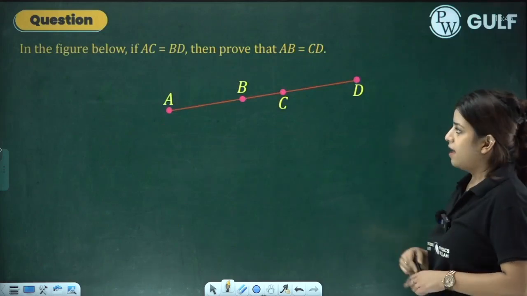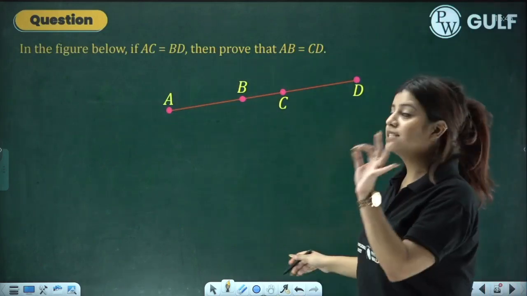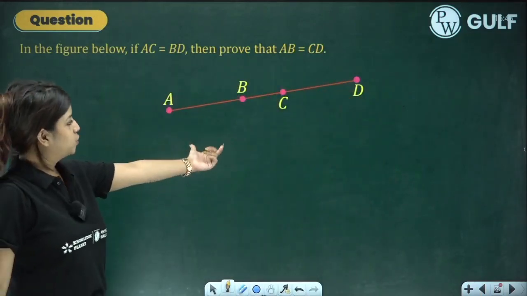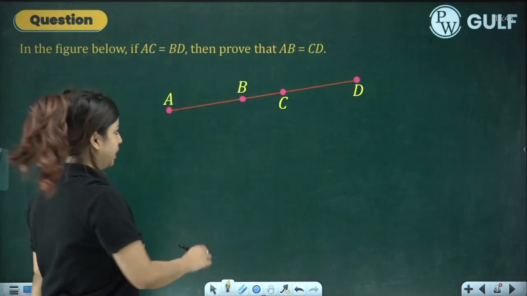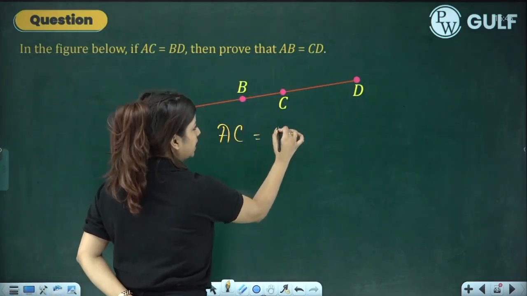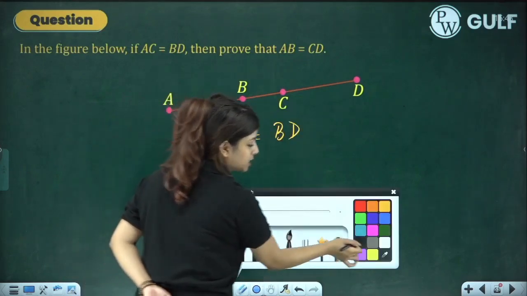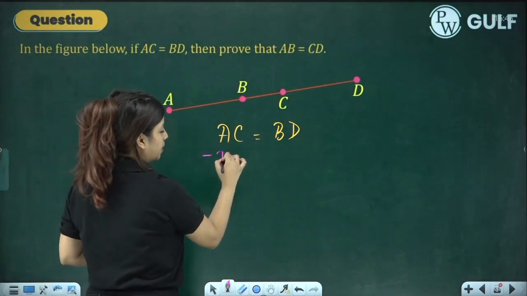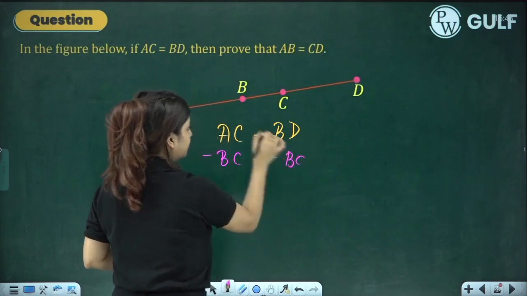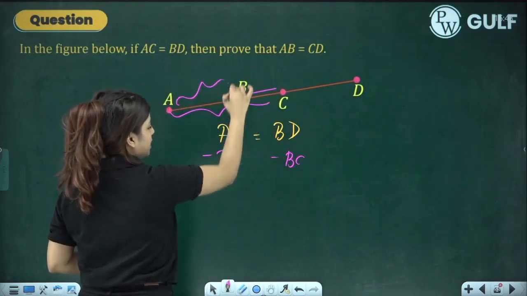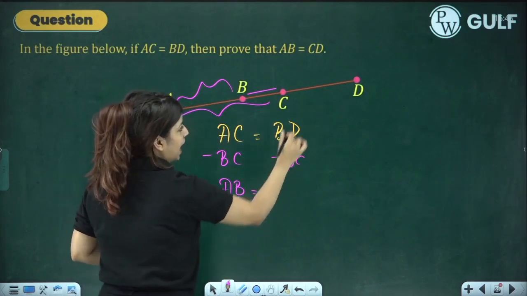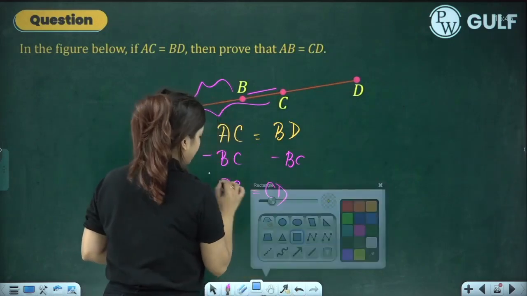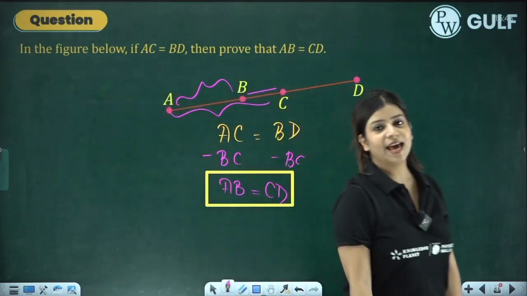The next is saying that, in the given figure, AC is equal to BD. Now, what is it saying? That in the given figure, if AC is equal to BD, then we have to prove that AB is equal to CD. See, first, AC is equal to BD. Now, subtract equals, that is, from both the sides, subtract BC. AC minus BC will give you AB, and BD minus BC will give you CD. So this means if equals are subtracted from equals, the answers are again equal.